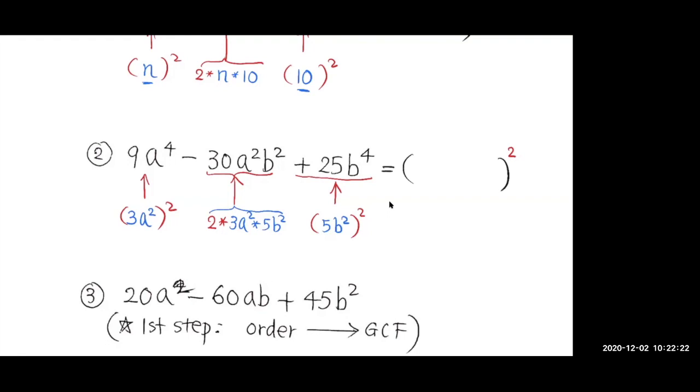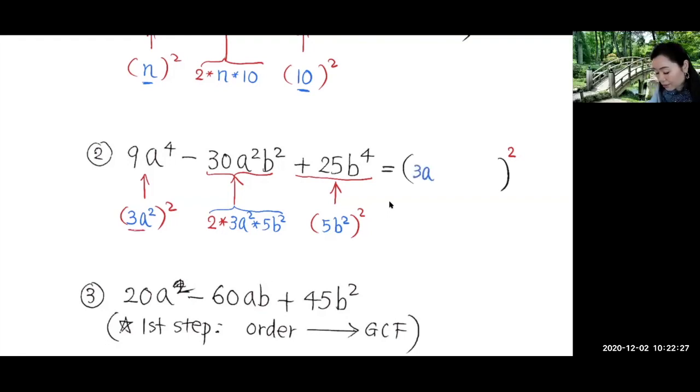3a squared. Yeah, 3a squared. So you take the base of this one, which is 3a squared, and you also take the base of this one, which is 5b squared. Now the sign in between them follows this sign here. This is minus, so in between will be minus.